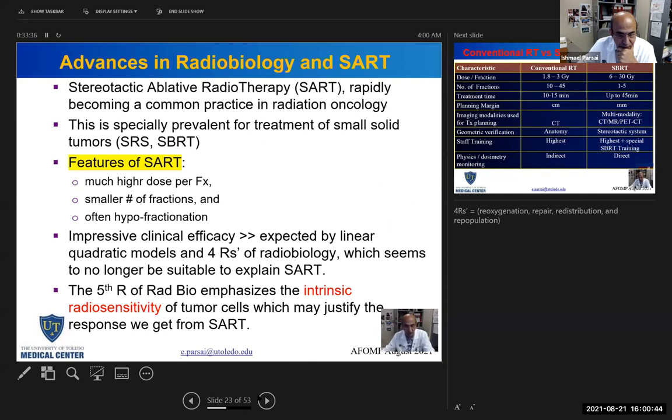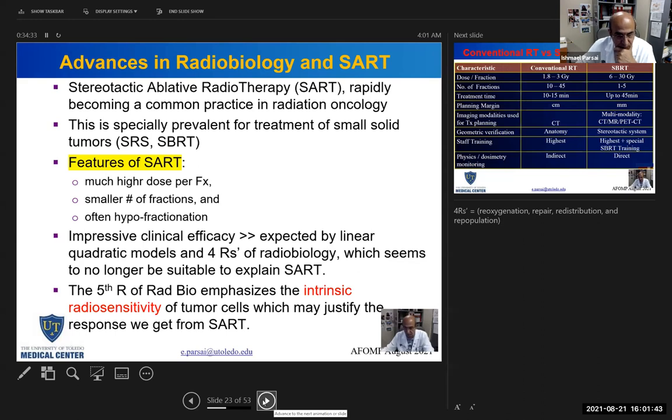Stereotactic ablative radiotherapy rapidly became a modality of choice. And of course, SABR covers under it SRS or SBRT. The features of SABR obviously are much higher dose per fraction and a smaller number of fractions, and often hypofractionation. It has brought about impressive clinical efficacy, which is much larger than what was expected in a linear quadratic model, and the old four R's of radiobiology really seem to no longer be suitable to explain SABR. And as you all know, the fifth R of radiobiology emphasizes the intrinsic radiosensitivity of tumor cells, which may justify the response we get with SABR.